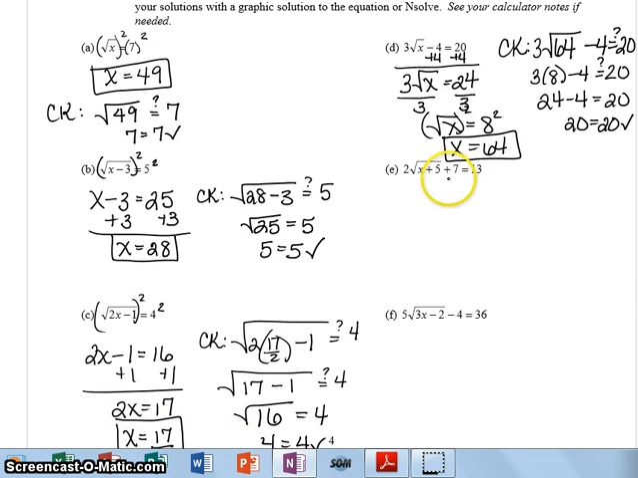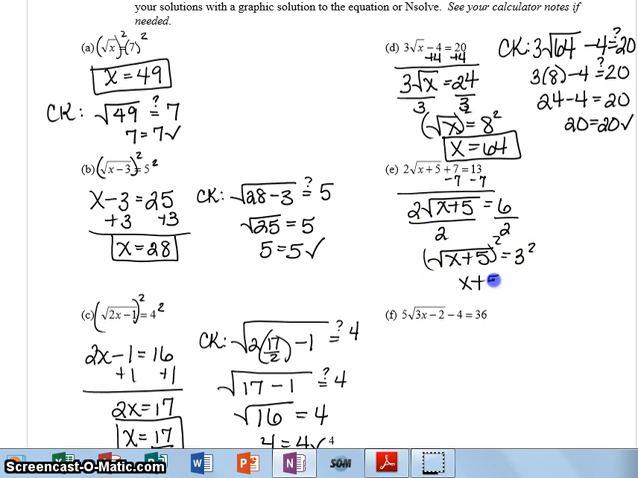All right, part E. I subtract 7 from both sides, and I get 2 times the square root of x plus 5 has to equal 6. Divide both sides by 2, and I get the square root of x plus 5 has to equal 3. I square both sides, and I get x plus 5 equals 9. Subtract 5 from both sides, and I get x equals 4. My check.